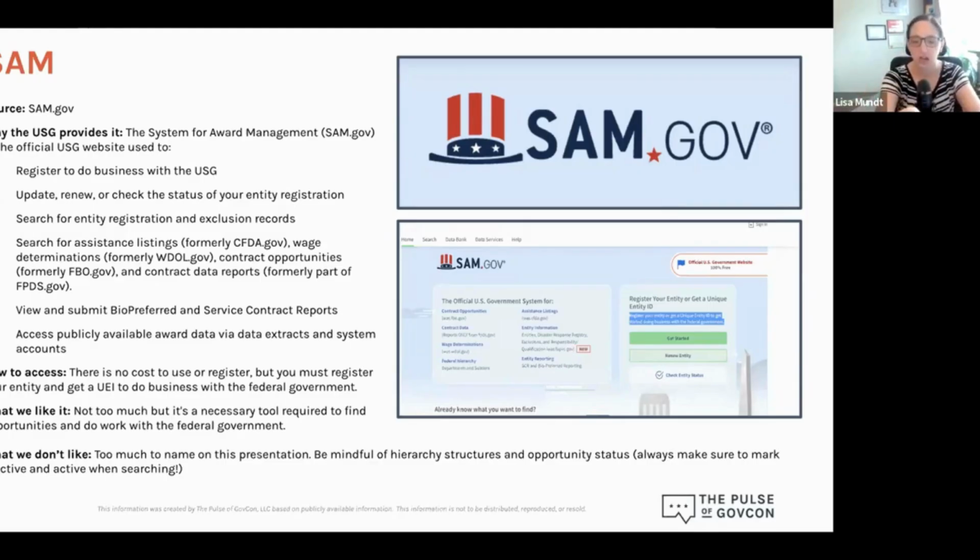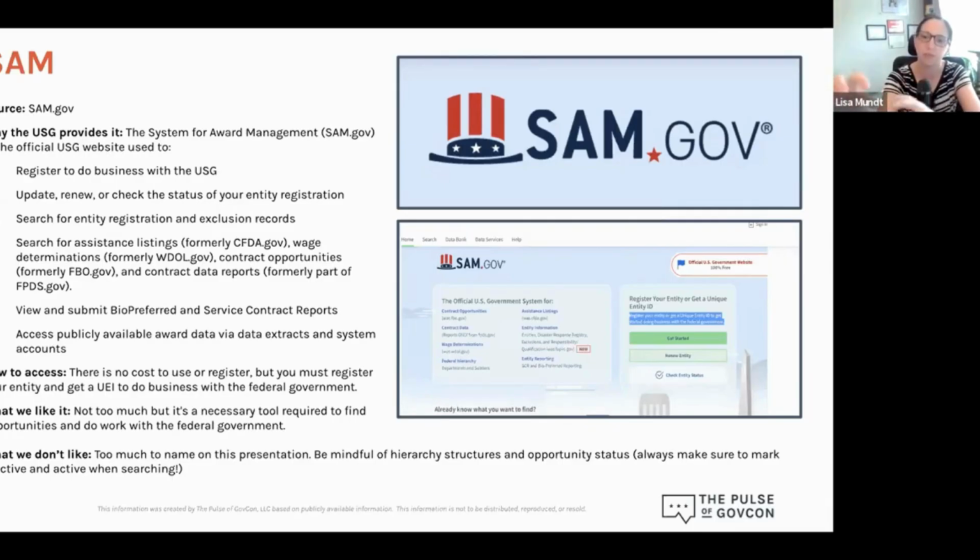That's always huge. When you're doing competitive intelligence, if you're not looking for other entities, and what their NAICS are, their PSC, and any other information that you can garner from the reports that you can export on that entity registration, then you're missing the baseline of competitive intelligence. You can search for assistance listings. This was formerly CFDA.gov, wage determinations, and then obviously formerly FBO.gov, which we all hated and then loved when we moved to SAM, and then contract data reports.